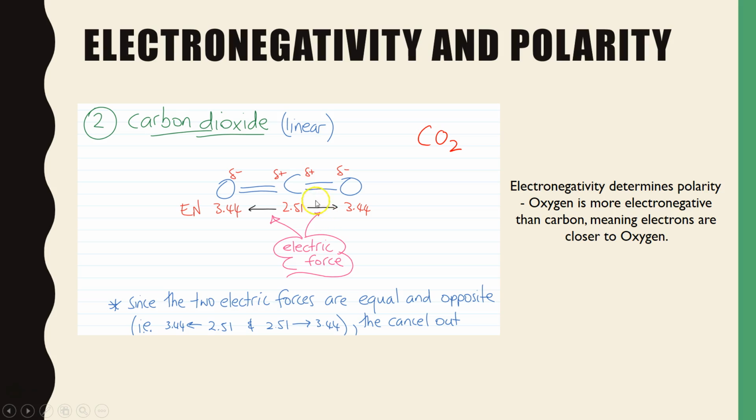From here we can see that the charges on either end are going to be negative and negative, or slightly negative, delta negative, delta negative. That means we're going to have a non-polar molecule, a non-polar molecule, because they're equal in the charges.